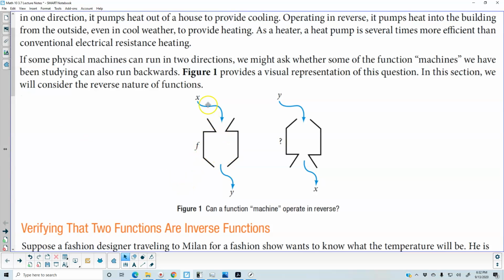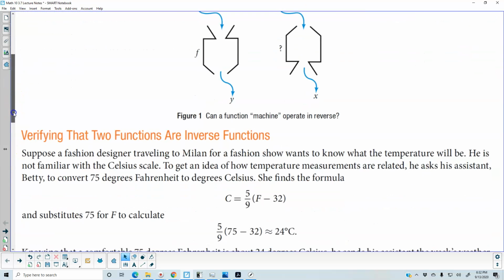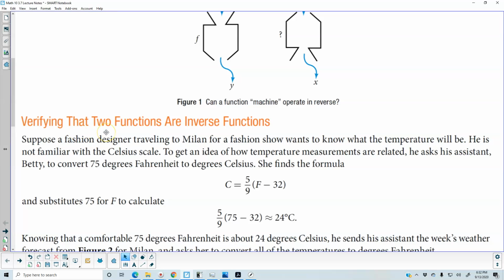So here is a given function. There is x, your input, and the output is y. Now, can we look at a function where the input is now y and the output is x? So can a function machine operate in reverse? Now, we want to be able to verify that two functions are inverse functions.